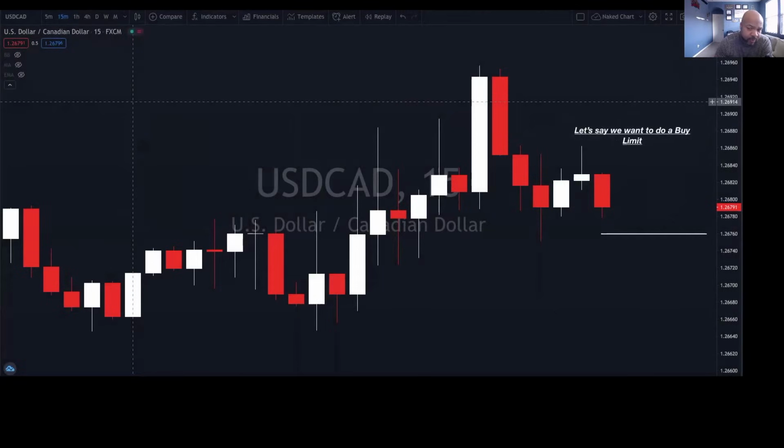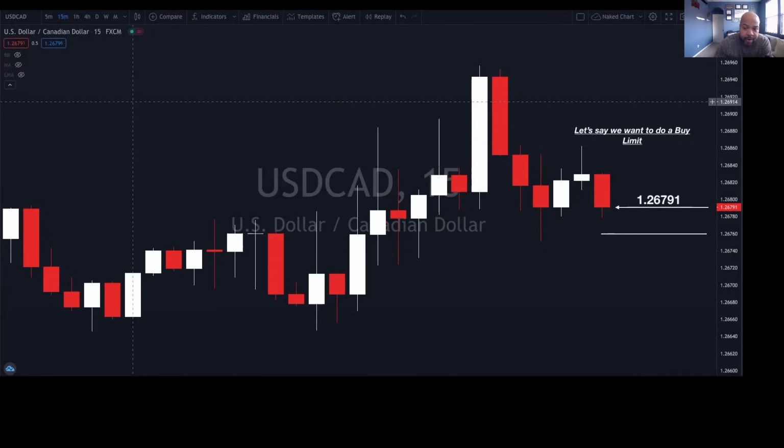You're thinking price will come down here, but you know what you're saying? If price comes here and reaches that line, I want it to go up for a buy. So let's say that white line represents your order. You put in an order and we currently see that price is here. It's above your order.